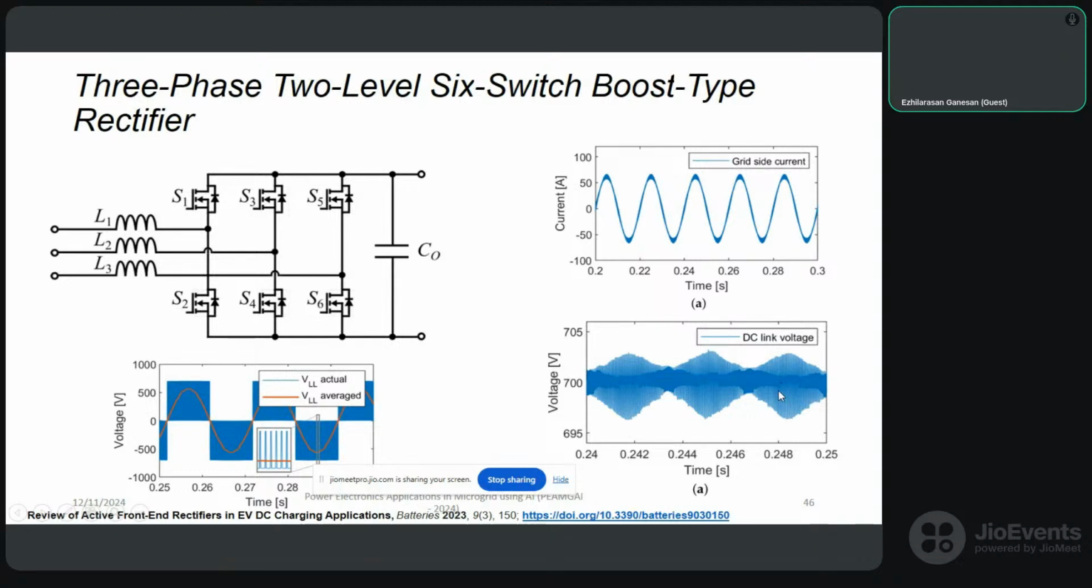So this is a 3-phase 2-level 6-switch boost type rectifier. Here the boosting operation happens due to the presence of L1, L2, L3, like what we have seen in our boost converter. Here also the source inductance adds on with the additional inductance we are providing on the input side, which contributes to the increased output voltage.